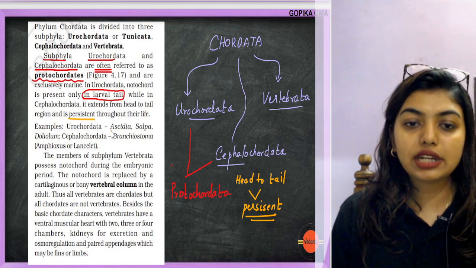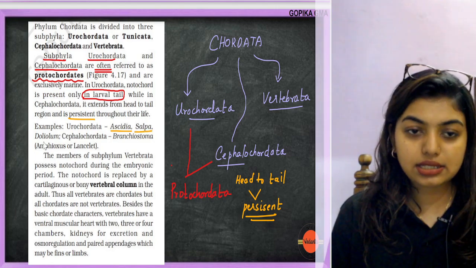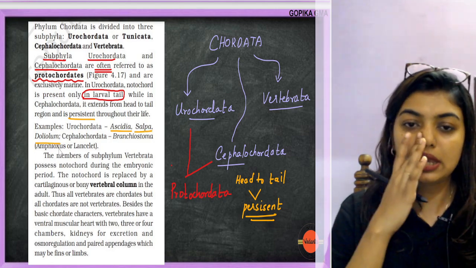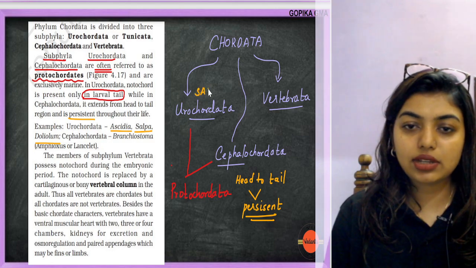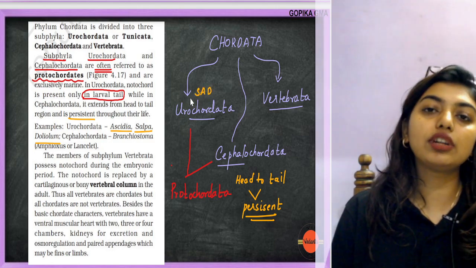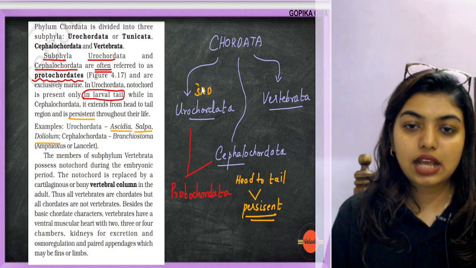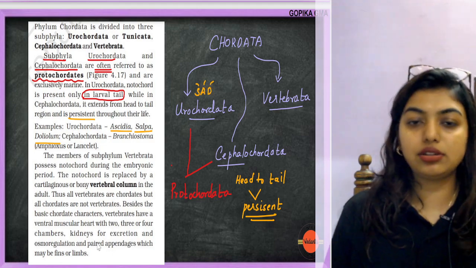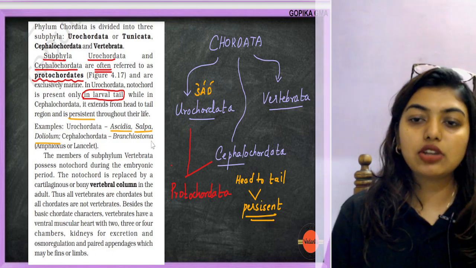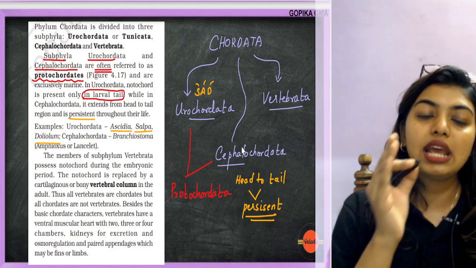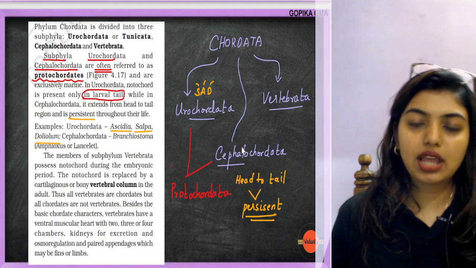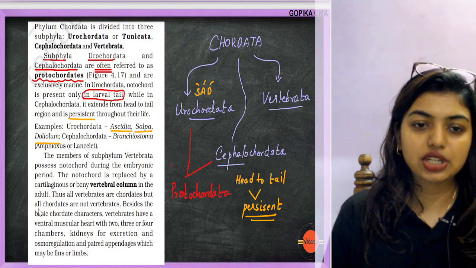Examples for Urochordata are Ascidia, Salpa and Doliolum. You can remember it like this, students: they are very sad because they do not have a notochord in their adult state. That is Salpa, Ascidia and Doliolum. Now for Cephalochordata, you have only one example, that is Branchiostoma, also called Amphioxus.